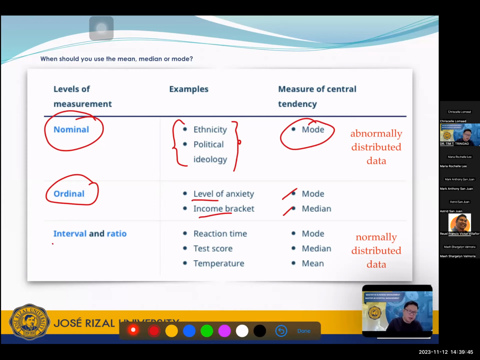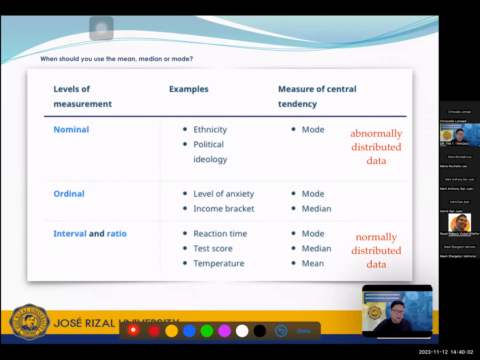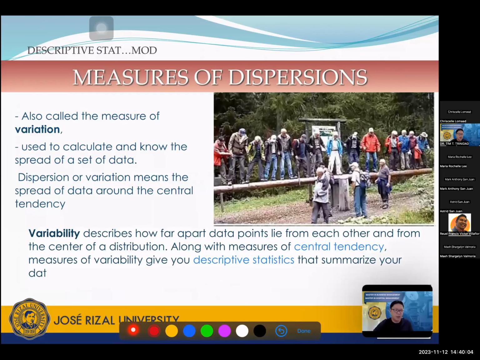But if your data are interval and ratio, you can use any of these. You can mention the mode, the median, and the mean. And the median is for abnormally distributed data. Mode, median, and mean are for normally distributed data. Okay. Are we clear?